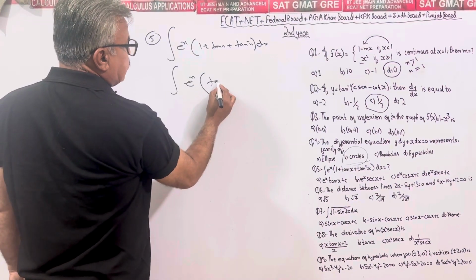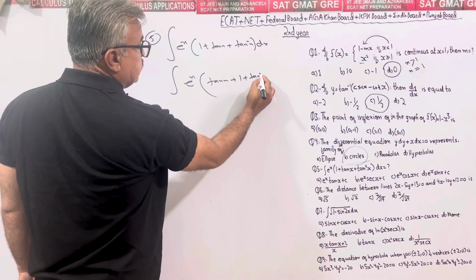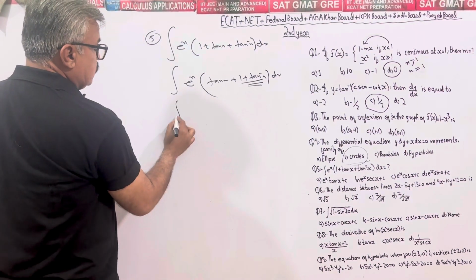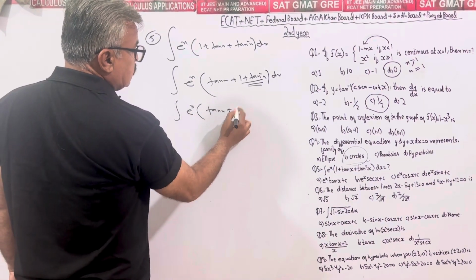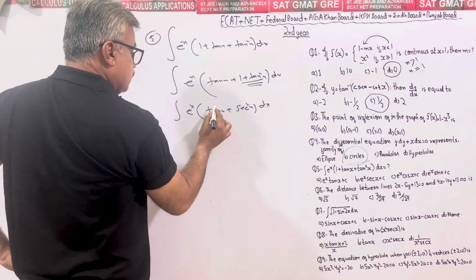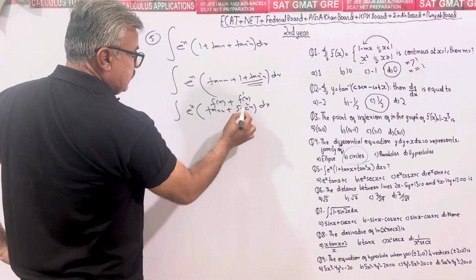Let me write tan x (1 plus tan squared x). It is a famous identity: 1 plus tan squared is equal to sec squared. So we have e raised to x, tan x (1 plus tan squared) is equal to sec squared x dx. So now it's our function and it's our derivative.